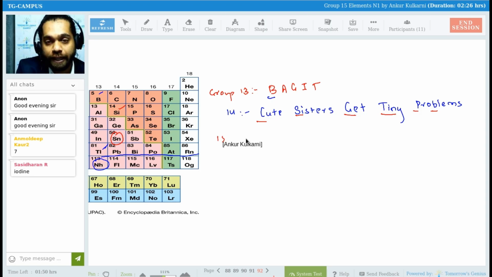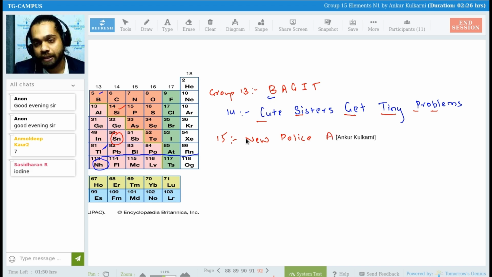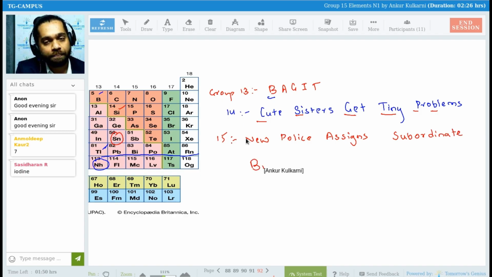Then group 15 starts from nitrogen. So nitrogen, I have N for new. Let us say new police assigns subordinate Bikram on duty. Now you can help me over here. Instead of subordinate Bikram, Bikram stands for Bi, that is the bismuth over here.